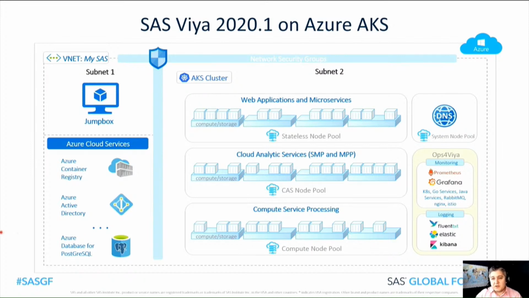Viya can also be configured to incorporate Azure Container Registry over here, Active Directory for user authentication, and the Azure Database for PostgreSQL. This can be installed internally and can also be used externally as a service. It's important to note that these components do not require containers because these are software as a service and they do not require any deployment, although you might need to configure your subnet in such a way that your instance can access these services.